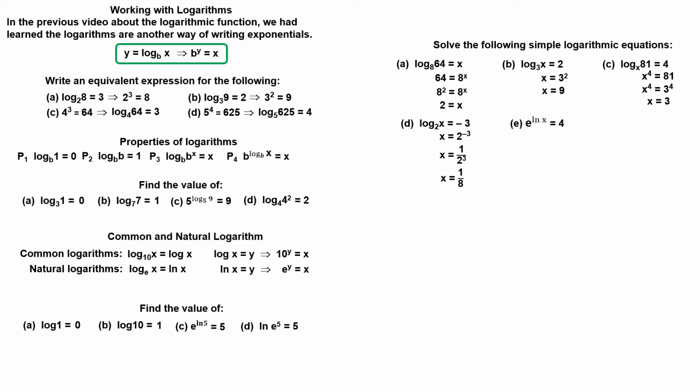Apply property 4. Apply property 3 and solve the equation. Log base 10 of 1000 equals x. Write in exponential form. Equate the exponents.